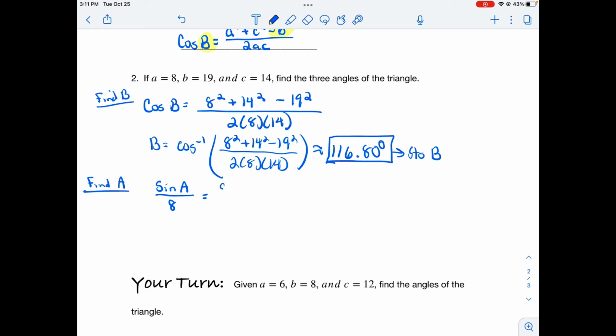So if I want to solve for angle A, I'm going to have sine of A over 8 equals sine of this 116.80 over 19. Solve this for A. I get that A is equal to the inverse sine of 8 times sine of 116.8 over 19.